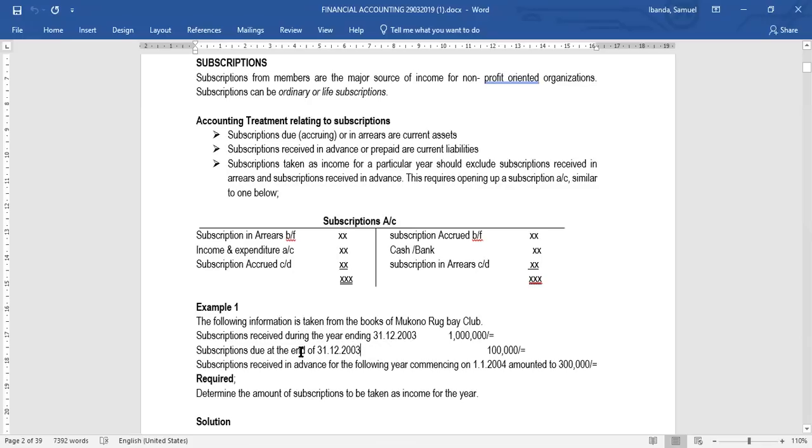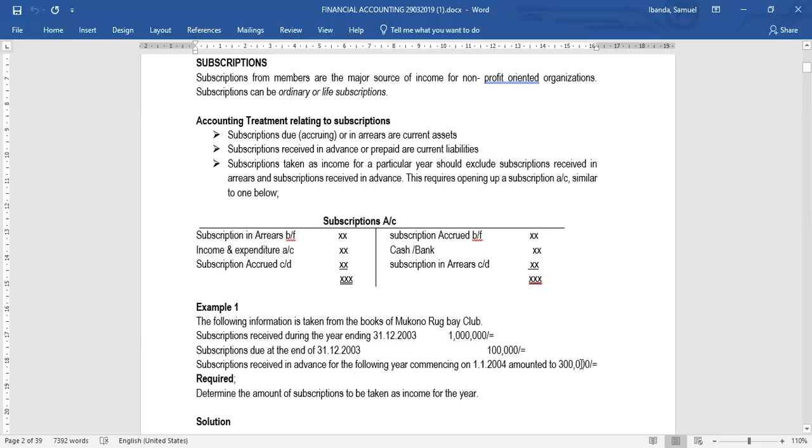This is our cash and bank that we have received. During that time, they are also telling us that subscriptions that were due at the end of the year is 100,000. So it means this 100,000, even if it was not received during the year, is also part of the subscriptions we should recognize as income, okay? In that period. Remember, when we're recognizing income, it is either received or not received. But as long as it's attributed to that period, then we should go ahead and recognize it.